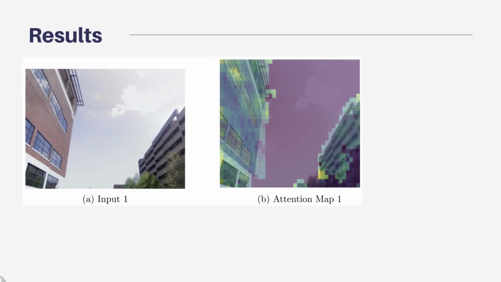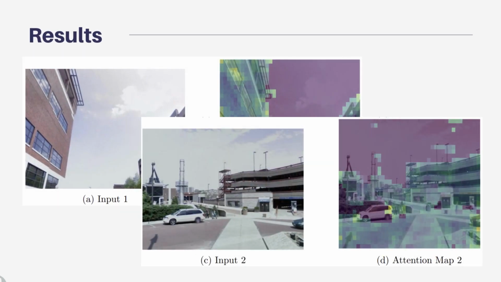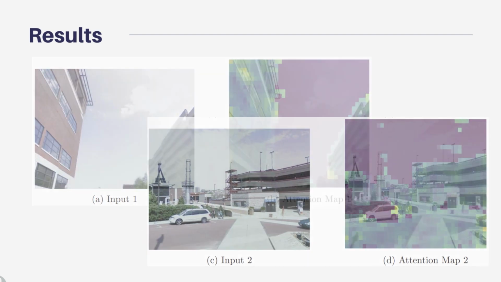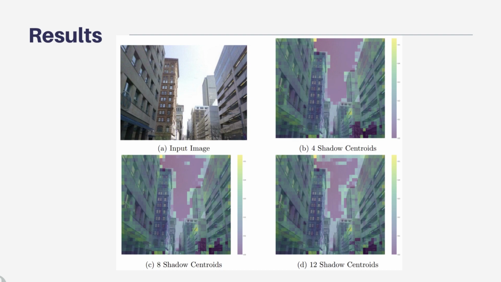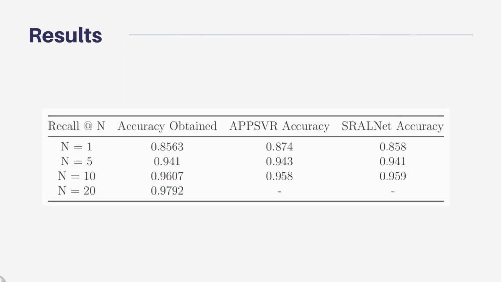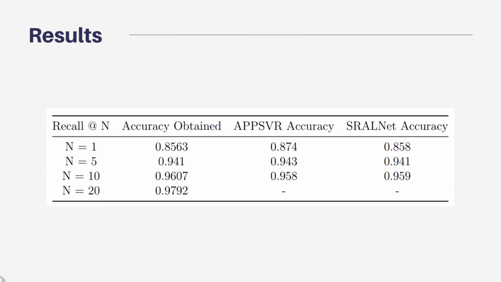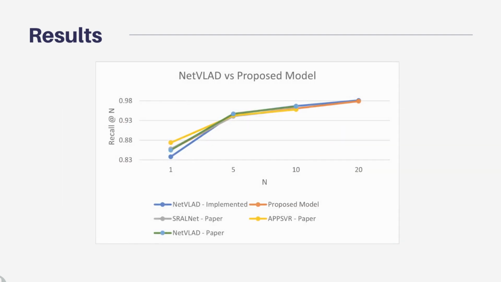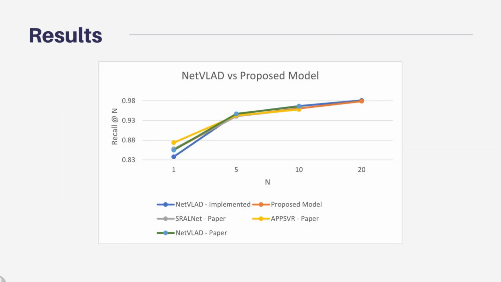The integration of semantic information was first tested with the visualization of attention maps for sample input images. Attention maps generated for different numbers of shadow centroids were visualized to identify the optimal number for training. Based on this visualization, 4 shadow centroids were chosen as the optimal number. The recall rates were compared to APP-SVR and SRALNet. We also see a clear improvement in recall rates at 1 from 0.8381 to 0.8563 as compared to NetVLAD, with the addition of semantic information. This proves the hypothesis that semantic information can complement and improve performance in the visual localization task.